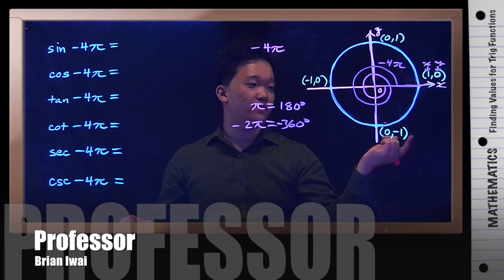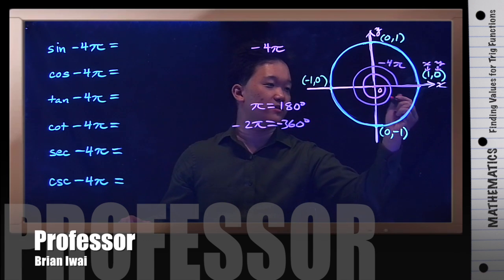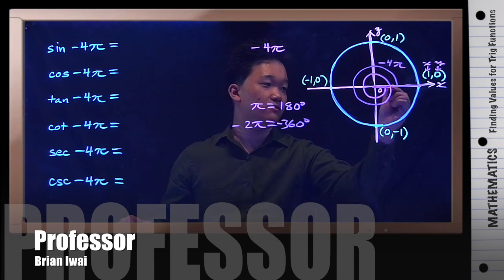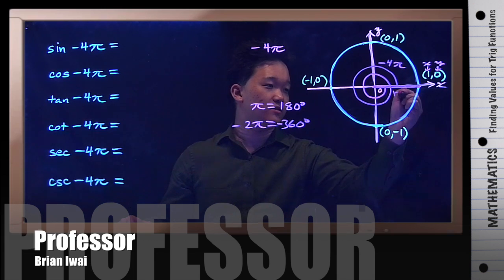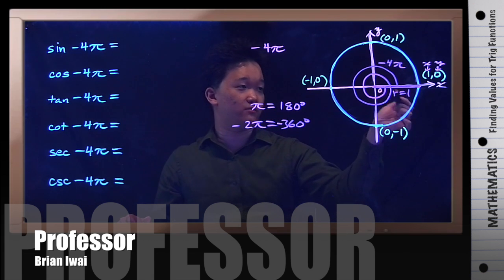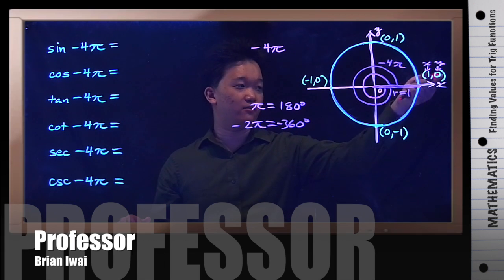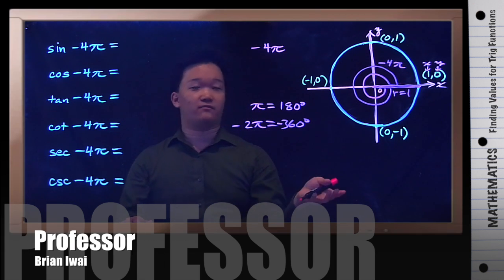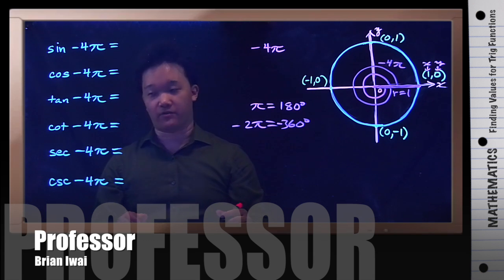Now, one more thing I need to know is my r, my radius. So from the center to this point, that's my r. That's going to be equal to 1, because we're talking about the unit circle, and a unit circle has a radius of 1. So if I know my x, my y, and my r, I can find out what these 6 values are.